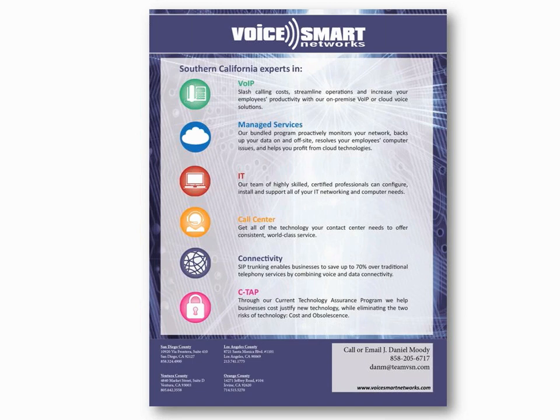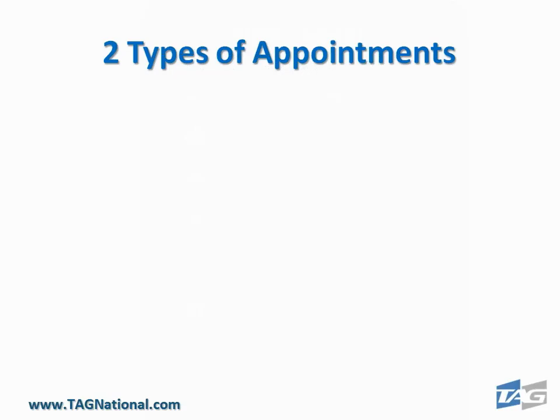And then this is our VoiceSmart capabilities brochure, single sheet, and we talked about VoIP, managed services, IT, call center connectivity, CTAP, security, disaster recovery, and different components that we have within our industry. When we did the second presentation, we talked about zeroing in on a particular product or service rather than trying to do too much at one time to get the appointment. So this sort of ties into that second presentation.